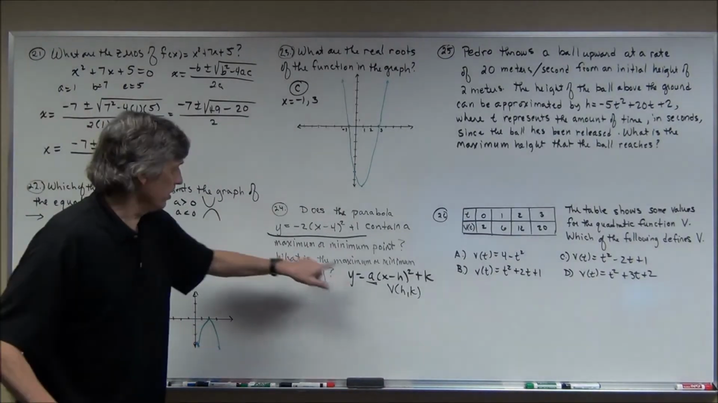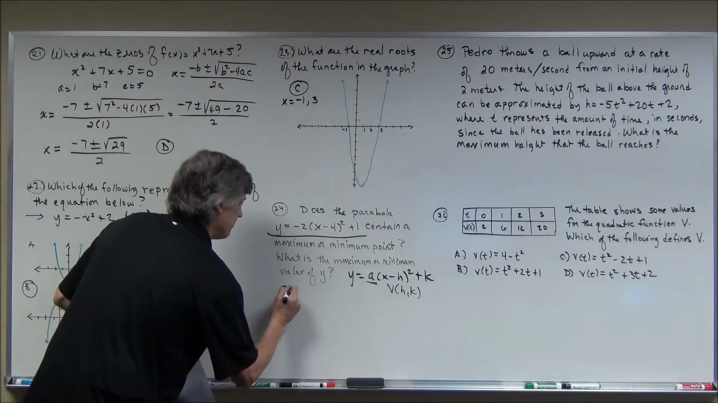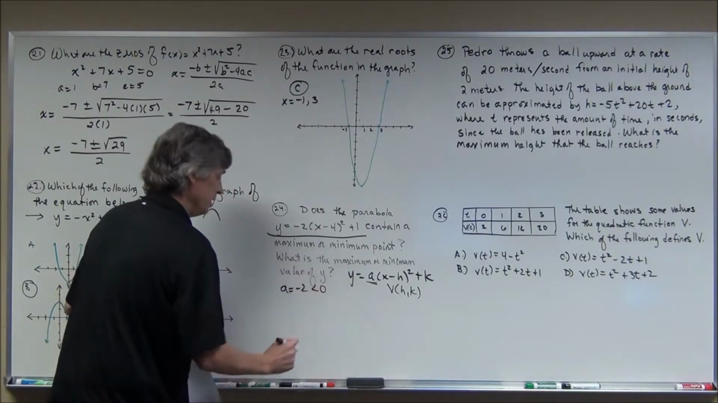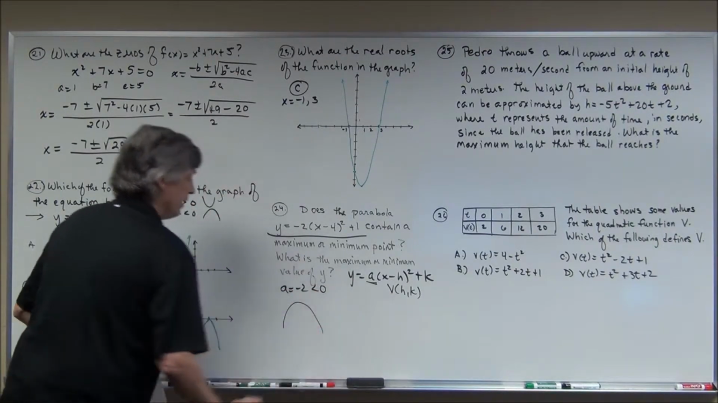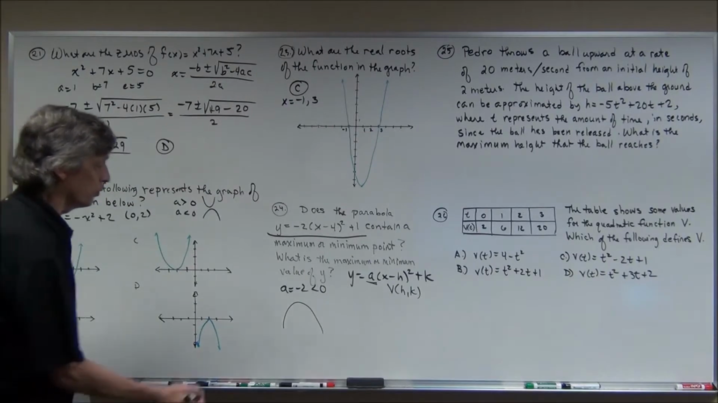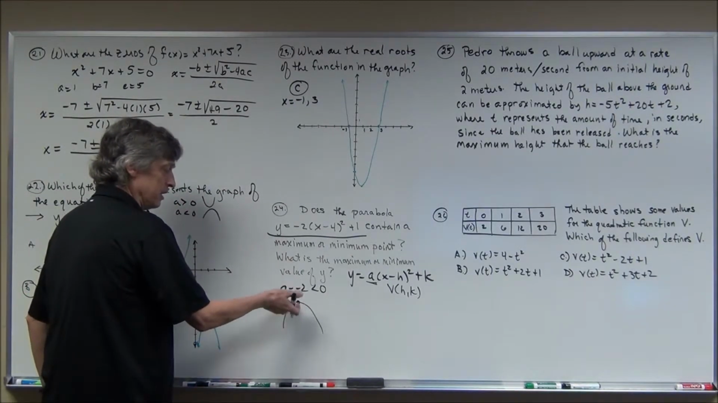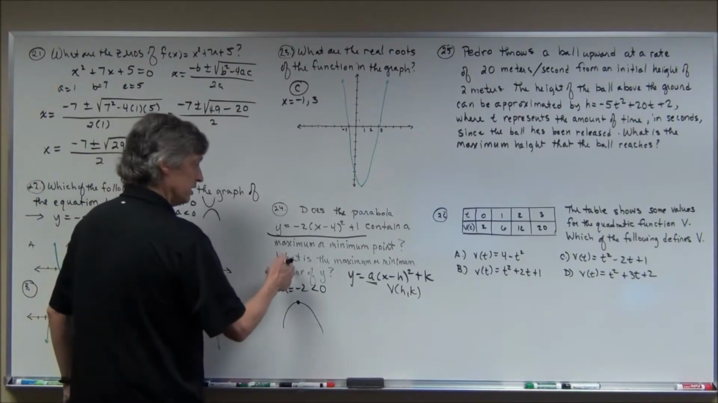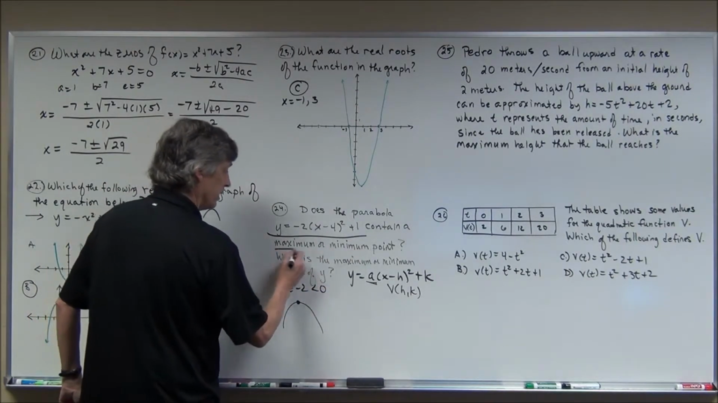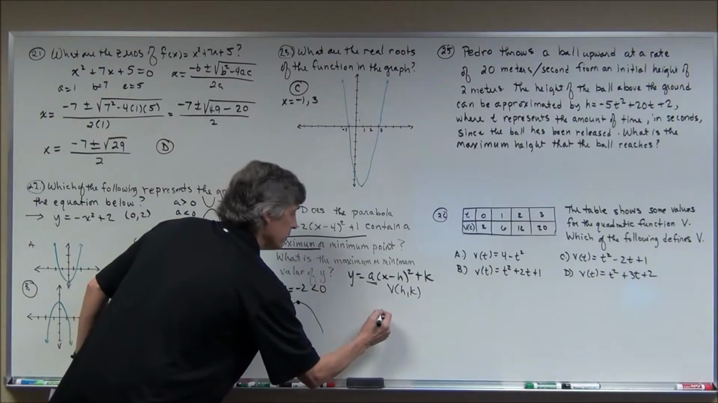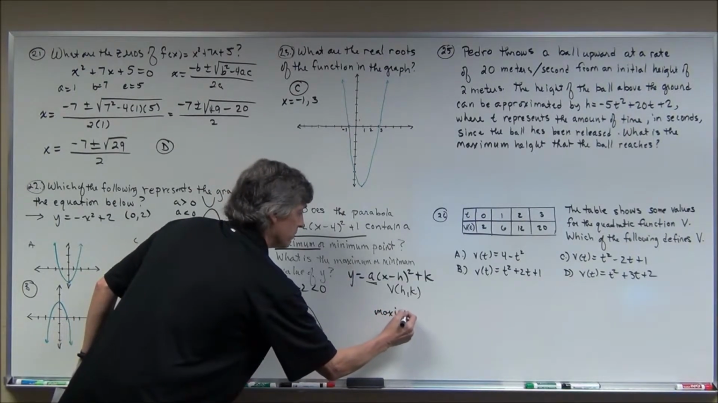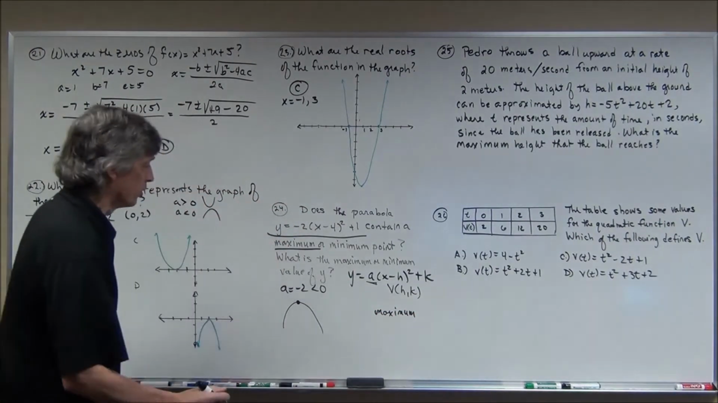Well, my A here is -2, which is less than 0. So that means the graph is inverted. It opens downward, which means that the vertex is up at the top of the hill. That means it's a maximum, okay? So it says, does it have a maximum or minimum point? It has a maximum point. Well, that eliminates, if I'm remembering right, 2 of the choices for the multiple choice.